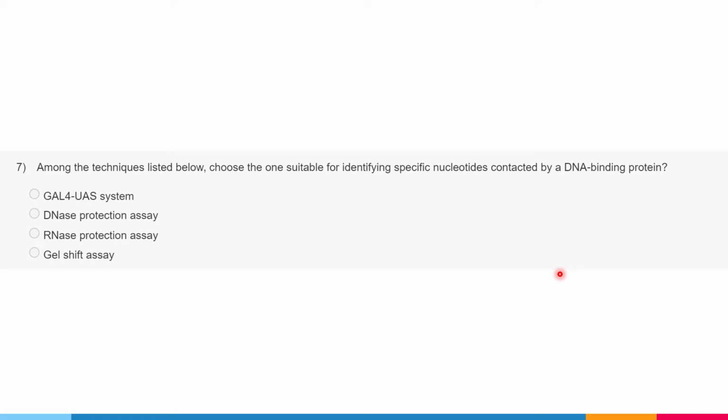So the next question. Among the techniques listed below, choose the one suitable for identifying specific nucleotides contacted by a DNA binding protein. We need to know the specific nucleotides or the sequence to which a DNA binding protein binds. The options are Gal4 UAS system, DNase protection assay, RNase protection assay, and gel shift assay. So anyone wants to try and answer this?